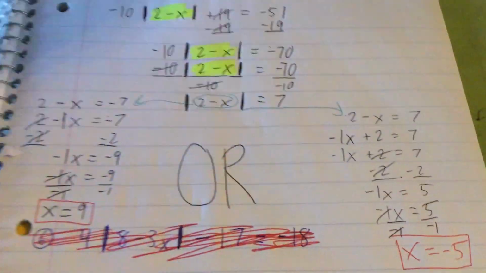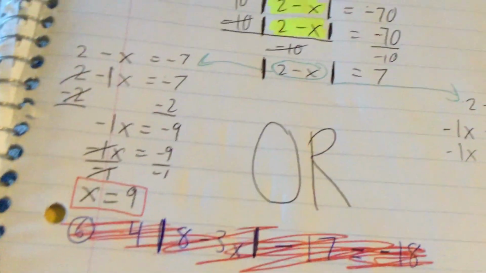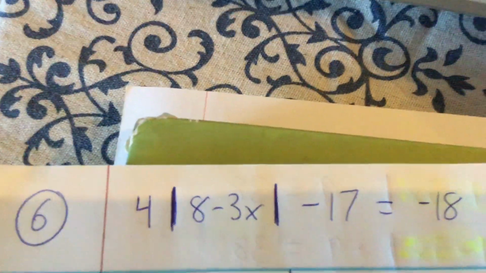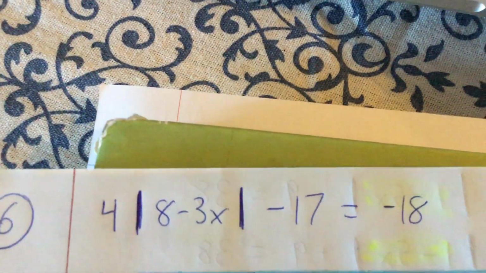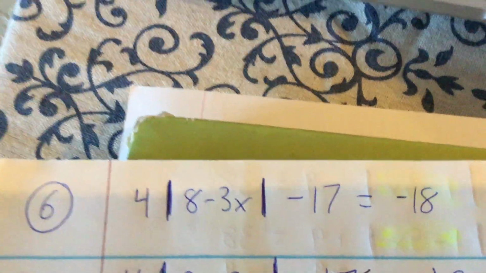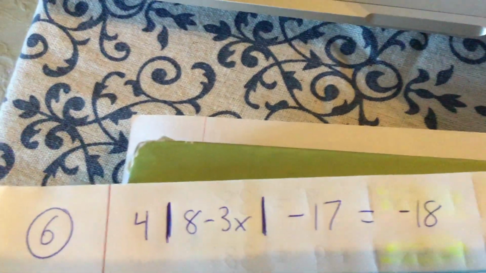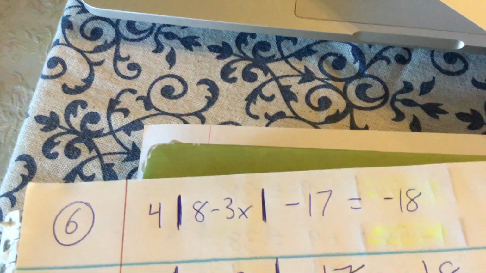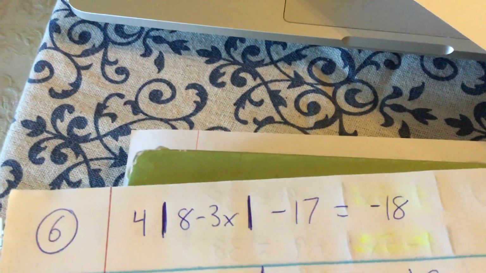Okay. Now, problem number 6. Let me turn the page. Nope. Where's problem number 6? Over here. I don't want to give away the answer, so I'm going to go scroll by scroll. So now, see if you can do this problem independently. The absolute value of 4 times the absolute value of 8 minus 3x, minus 17, is equal to negative 18.